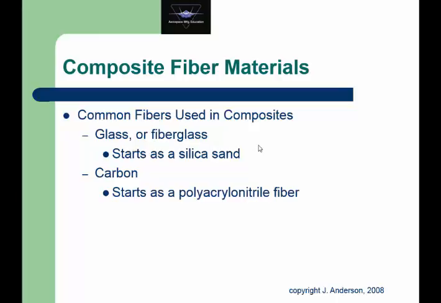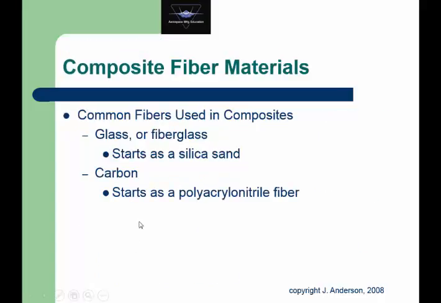The cheapest fiberglass costs about $1 a pound. And these numbers are a few years old, but relatively the cost is the same. The higher tensile strength, or S-glass, typically runs about $8 a pound.